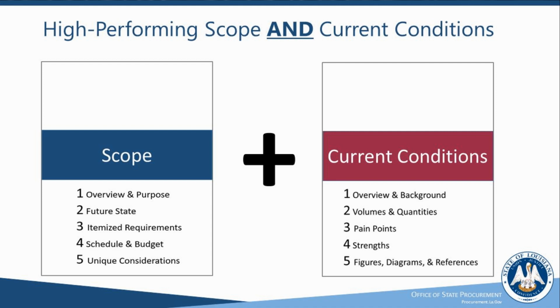You almost cannot have a high-performing scope without also documenting those current conditions. We covered these 5 items of the current conditions in this video. Our next video is going to cover the 5 key areas of the scope itself.